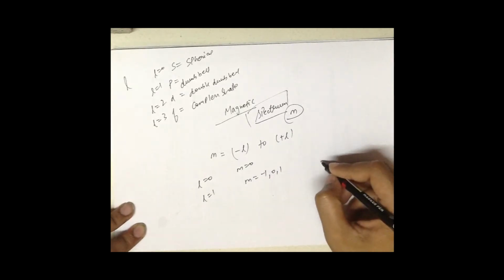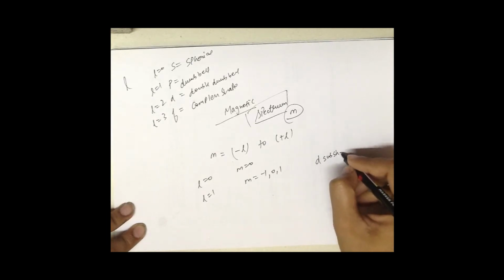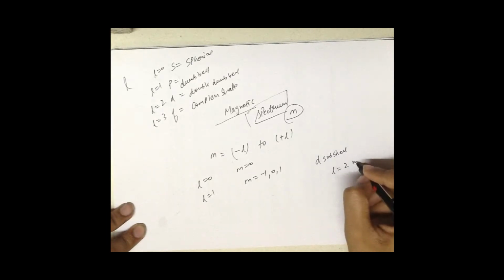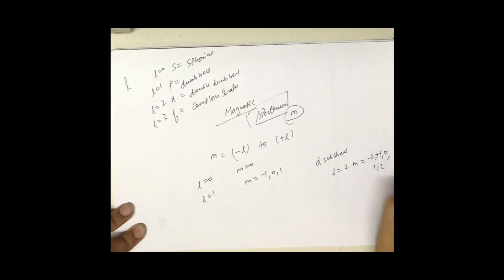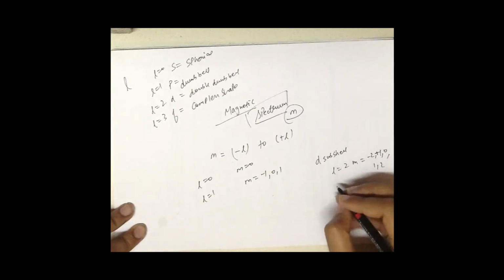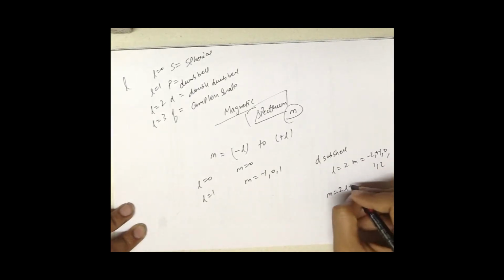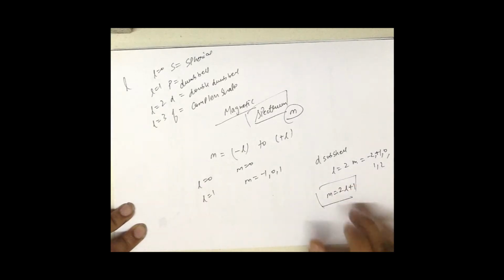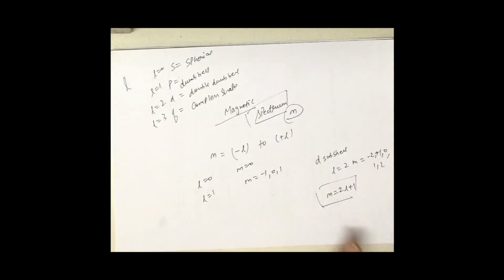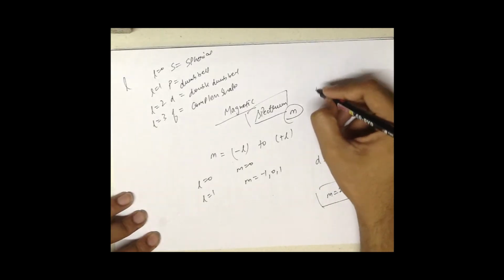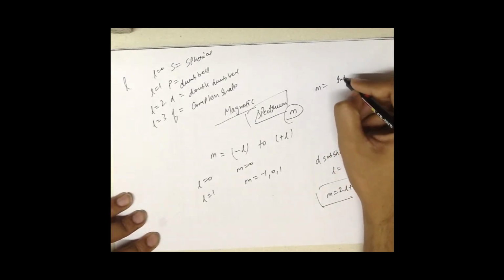Now for the D subshell, L is equal to 2, so m is minus 2, minus 1, 0, 1, 2. So we can see from here that the number of m values is equal to 2L plus 1. If we want a formula for this, we get m is equal to 2L plus 1, in which L is the azimuthal quantum number and m is the magnetic quantum number. Now the values that m can take are only integral values.